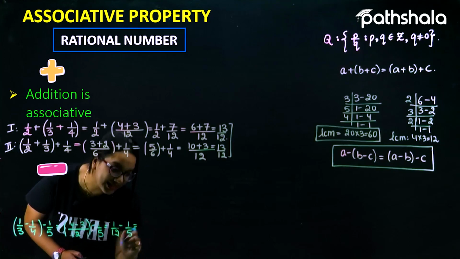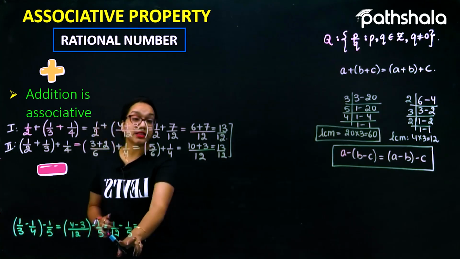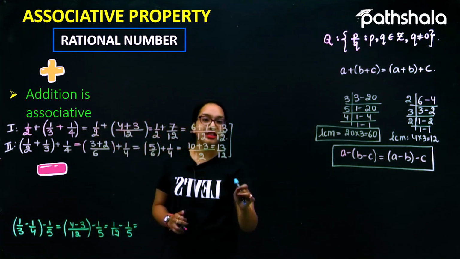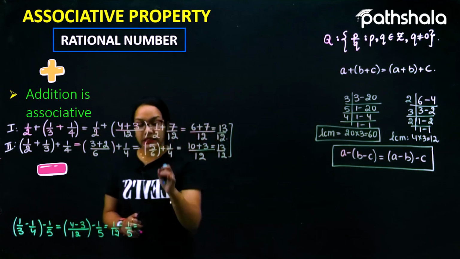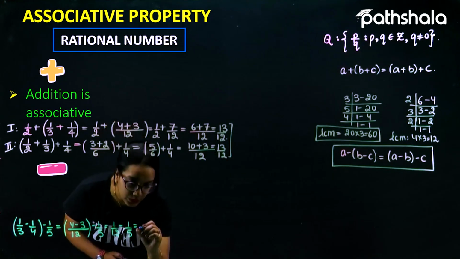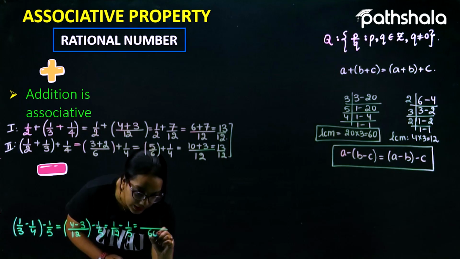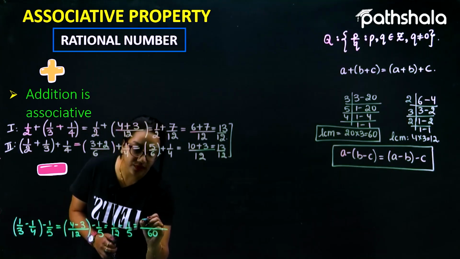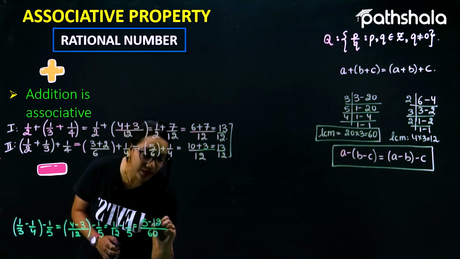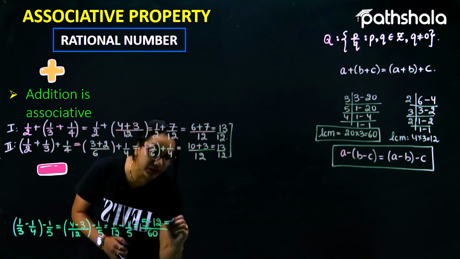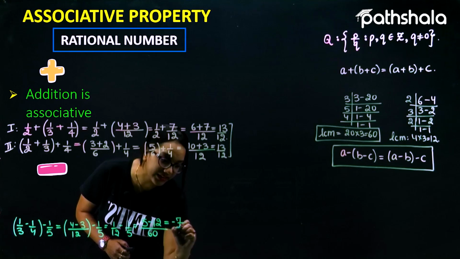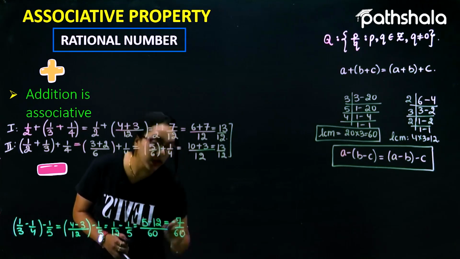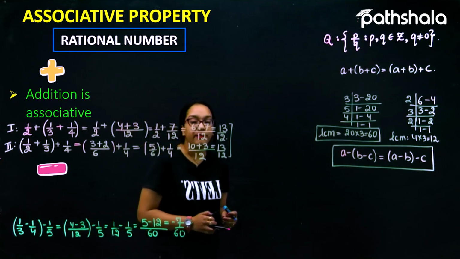Again, the LCM of 12 and 5 is nothing but 60. You can take the LCM of 5 and 12 and the answer is nothing but 60. So this is 60. And hence this is nothing but 12 and this is 60. So this is 5 minus of 12. So the answer is nothing but minus of 7 divided by 60. Now what is the conclusion at the end that we are getting?